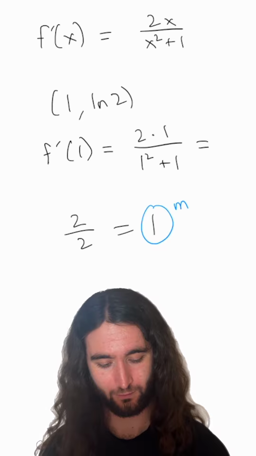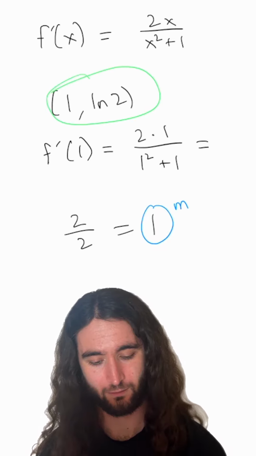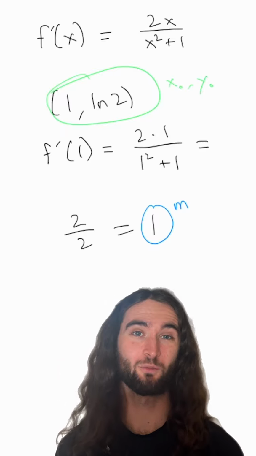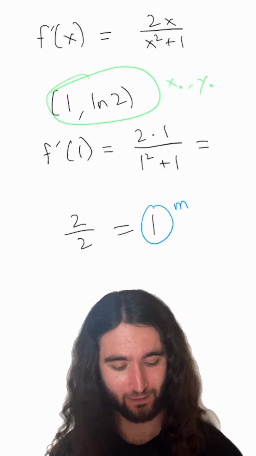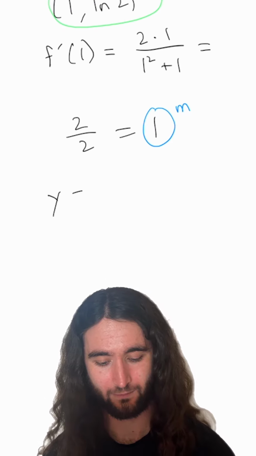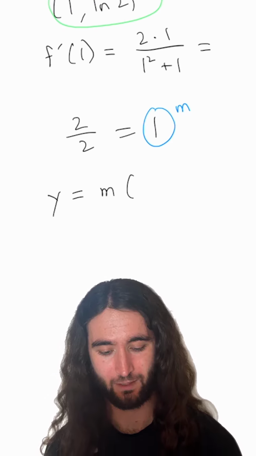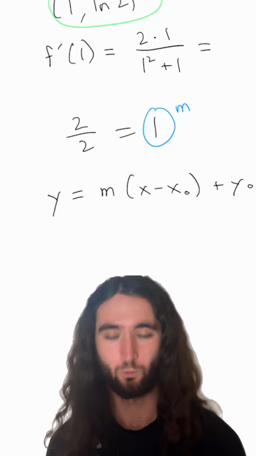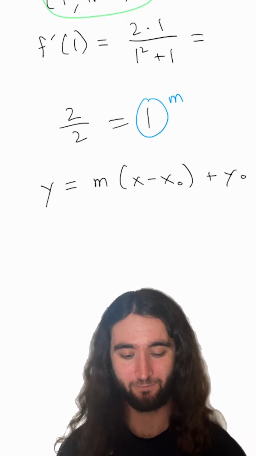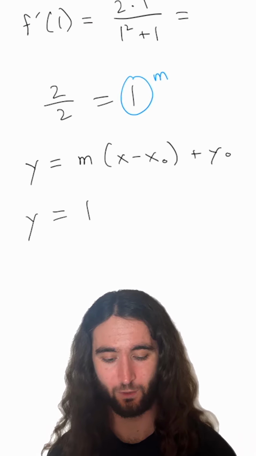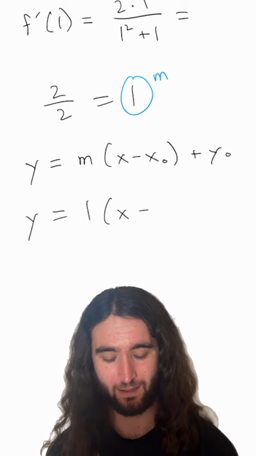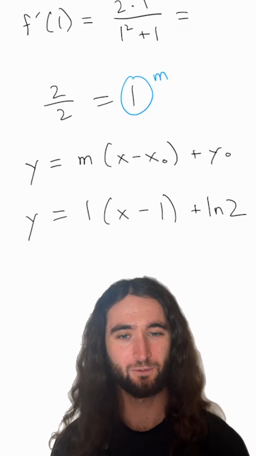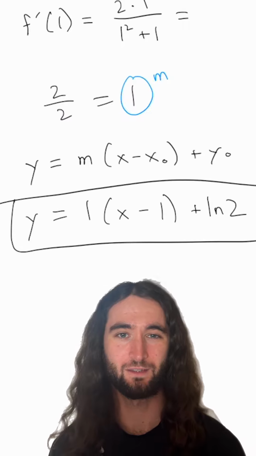So there's our slope. And there's our point. So I'm going to use the point slope form of a line. It's y equals m times x minus x0 plus y0. So I'm just going to plug in my m value into that. So that m is going to be 1. And then the x coordinate is also 1. And the y coordinate was the natural log of 2. So that right there ought to be the equation of my line.